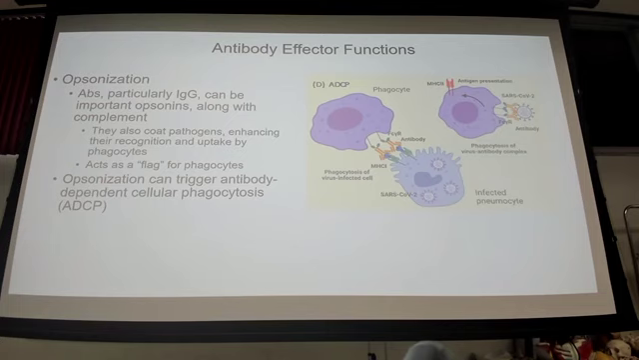Remember that cartoon of the multifunctional macrophage? Macrophages and other phagocytes will have receptors for the Fc region of antibodies. Opsonization can also trigger antibody-dependent cellular phagocytosis. So, yeah.